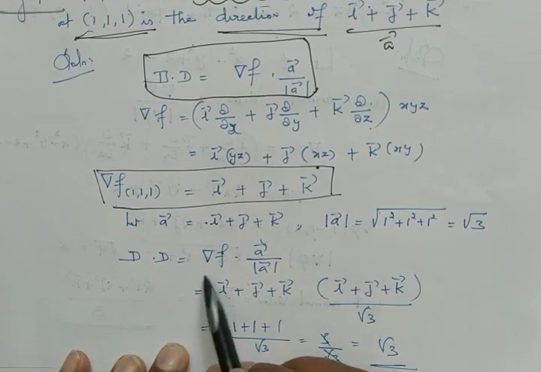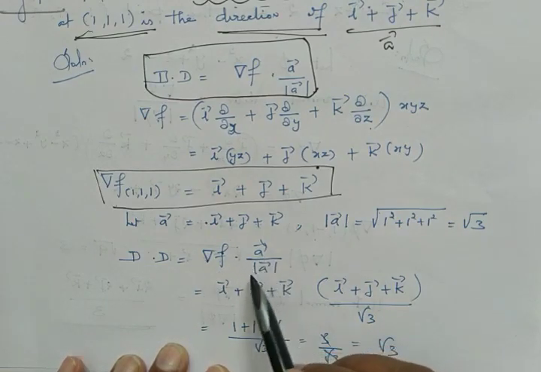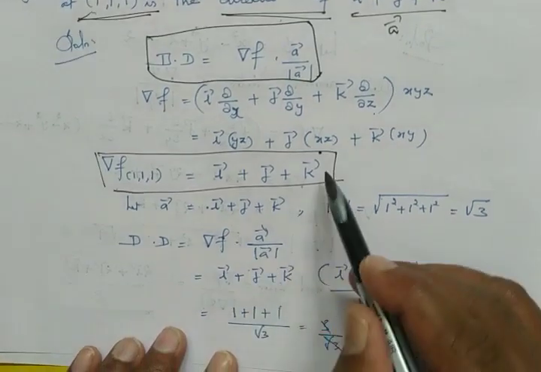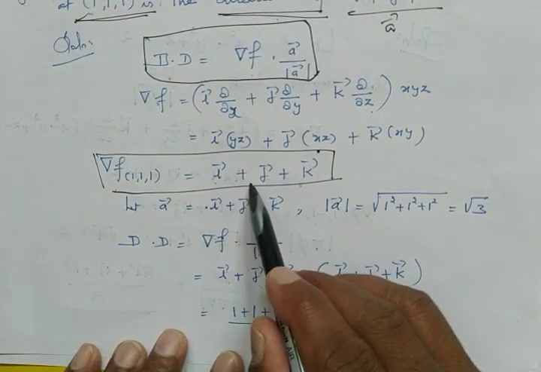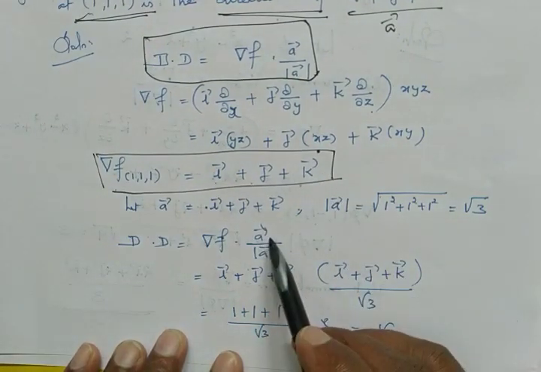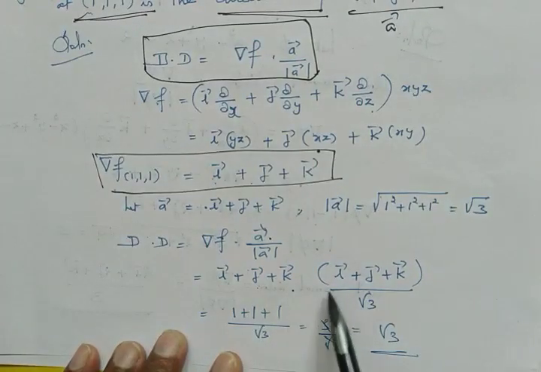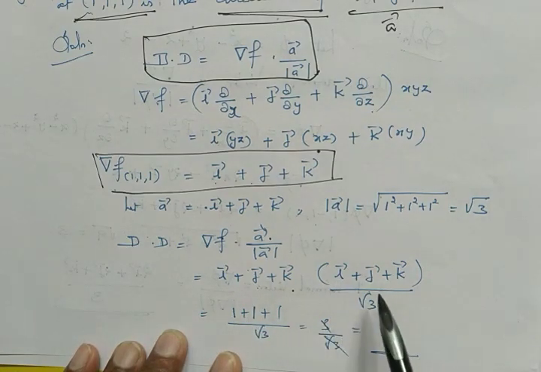So the formula is del f into a vector by modulus of a vector. Del f, what value did you get? i vector plus j vector plus k vector, into the a vector, the given one, not the same. This is the a vector, given in the question. Don't think both are the same. Not like that. This is a given vector, i vector plus j vector plus k vector.